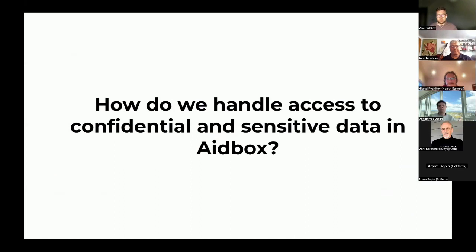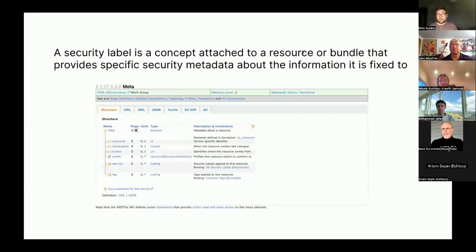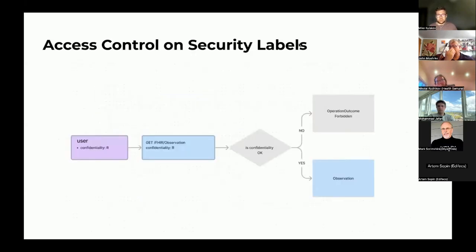Our customers reached out to us asking whether we can handle cases with confidential and sensitive data in Aidbox more easily. And the answer from our side was definitely, why not use FHIR security labels to do this, because it looks like they were built for this. As previously mentioned, a FHIR security label is just a concept attached to a resource or a bundle meta that defines some additional security information about what it talks about.